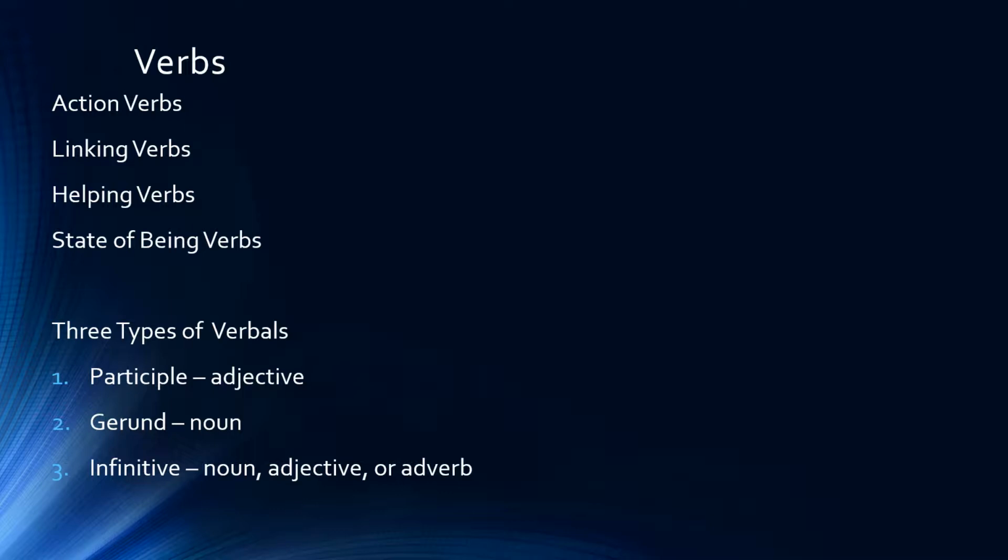Then we've also discussed that there are three types of verbals. We have participles, and participles are used in the sentence as adjectives. We have gerunds. Gerunds are used in a sentence as a noun. And then we have infinitives, and infinitives can be used as either a noun, adjective, or an adverb.